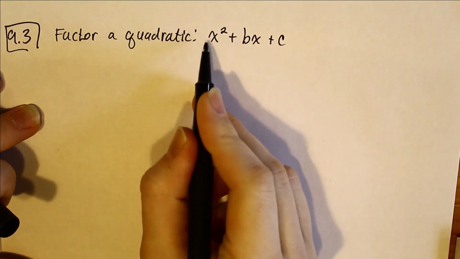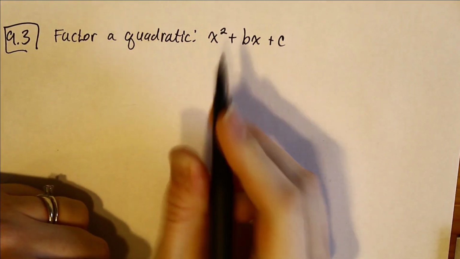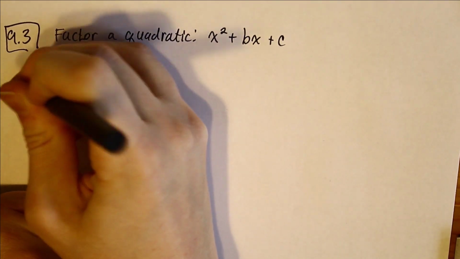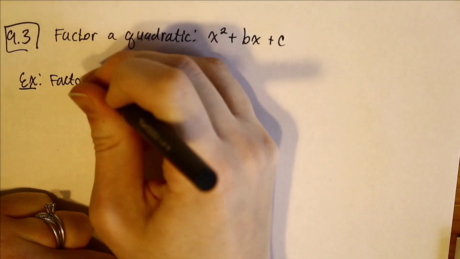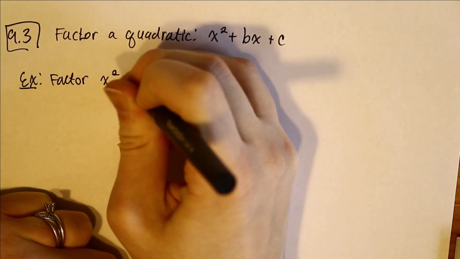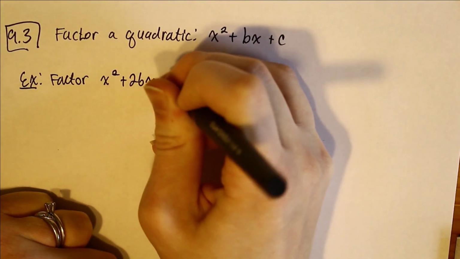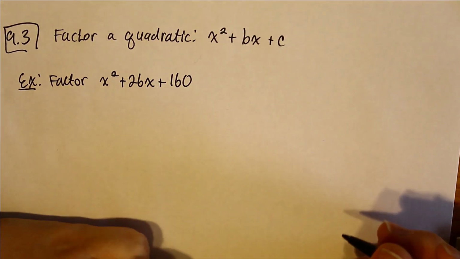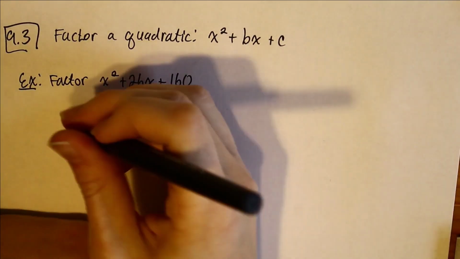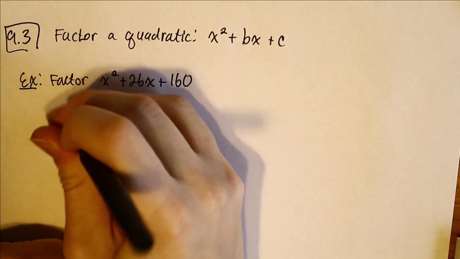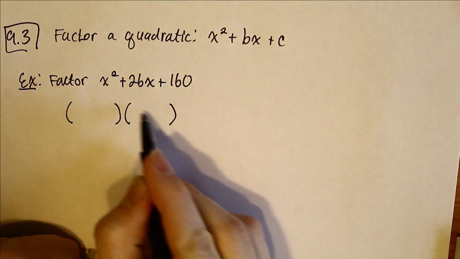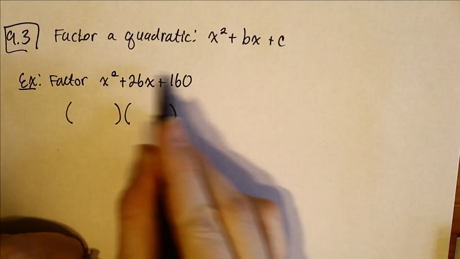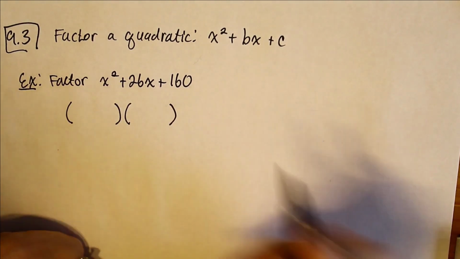So you notice there is no coefficient in front of this x squared. So for example, they might tell us factor, and then they give us x squared plus 26x plus 160. What they're looking for is what two binomials did we originally have that we multiplied together, that we double distributed, that gave us this original quadratic.